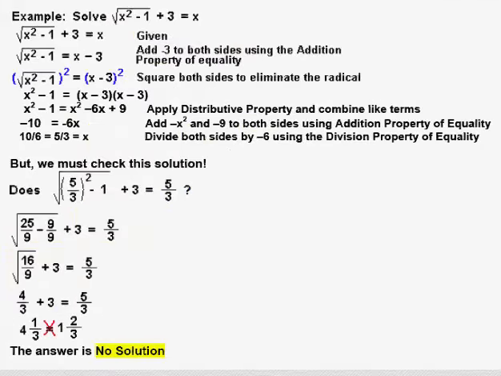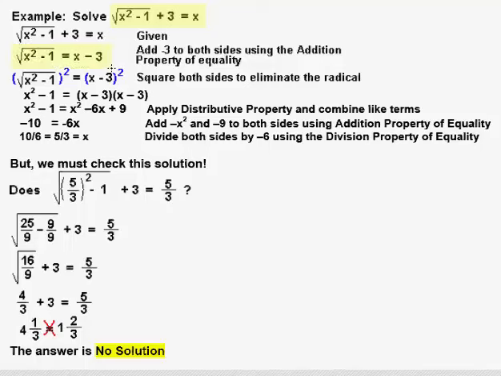In this example, we're going to solve an equation that has a radical in it. We're going to solve the equation square root of x squared minus 1 plus 3 equals x. Now whenever you have a radical equation, what you really want to do is get the radical all by itself on one side of the equals. In this case, we do that by subtracting 3 from both sides.